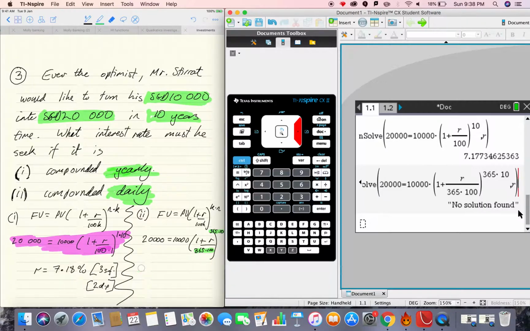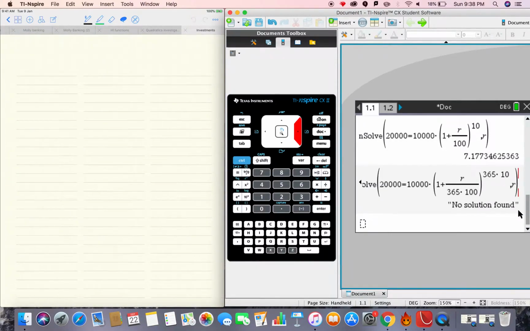Oops. There's a 2 on this side. And this is 1 plus r over, and I'm going to just work this out, the 365 times 10 is 3650, and a bracket here, and this is 10 years, so that's 3650. So let me just take this, and I'm going to put it onto the next page. Okay, let's just copy it onto the next page, paste it.